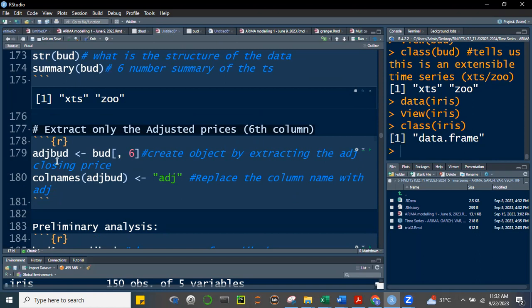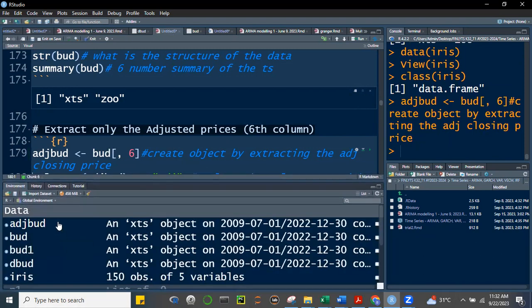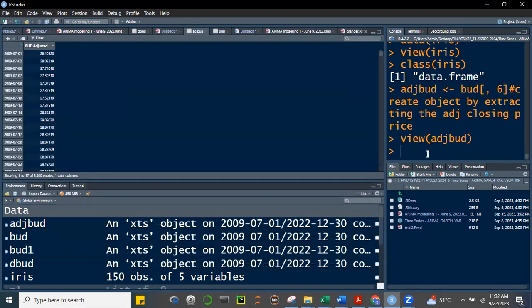I just created adjusted bud, and I'm just filtering or extracting the sixth column. Okay, the blank here means all the rows, and this one means the sixth column. So if I run this, we're going to create now an object called adjusted bud here. And if I click that, it's the same as the function view adjusted bud. So here, also 3,400 entries, but it's only the adjusted bud column.